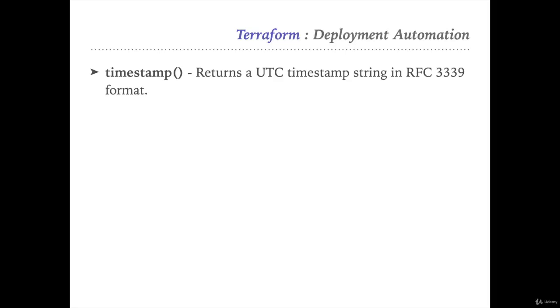The next function is timestamp. The timestamp function will return the UTC timestamp string in RFC 3339. RFC 3339 is the timestamp format, which you can Google. The timestamp function will return the timestamp. It can be helpful in tags, and it can also be helpful in resource naming conventions.